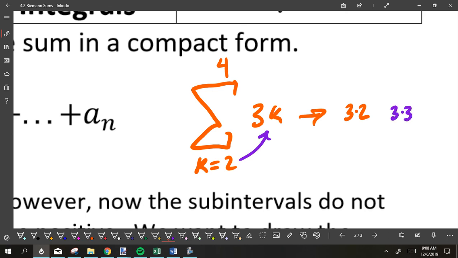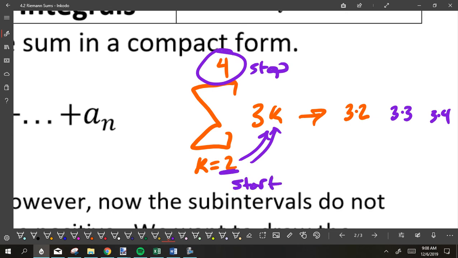And then I would increase by 1 and I'd plug it in. So then it would be 3 times 4. And then I would stop because this 4 number on top is our stop number. This number right here is going to be my start number. I started with 2 and I'm going to keep going. What do I do with these 3 terms once I'm done? Add them up. I get 6 plus 9 plus 12. That is the answer to this question.